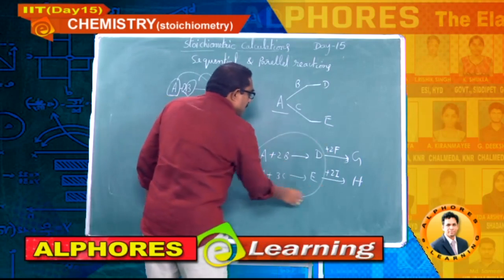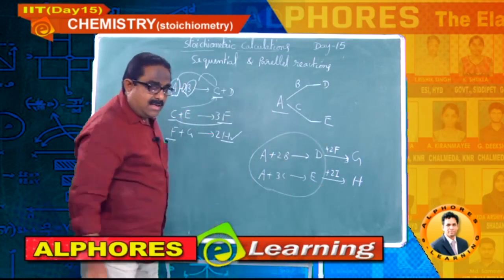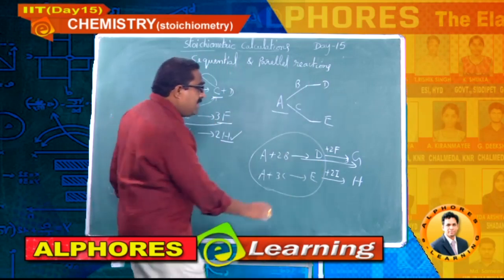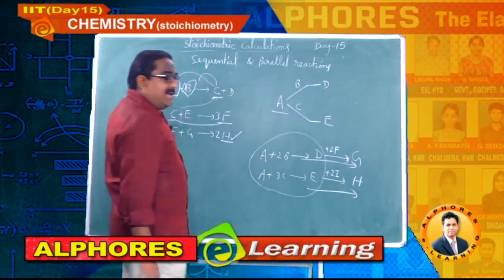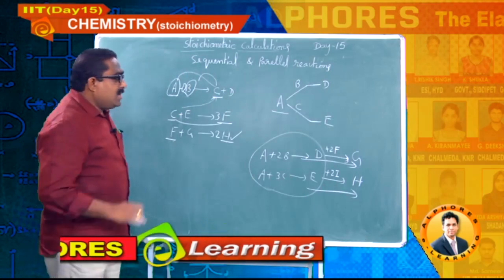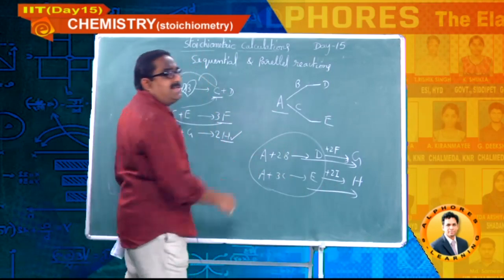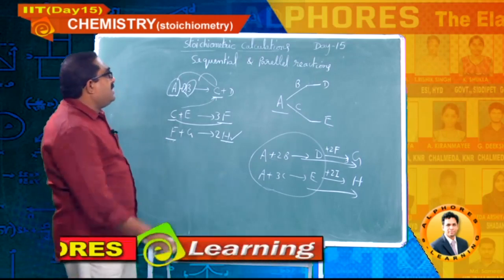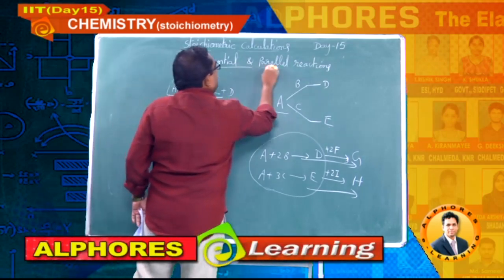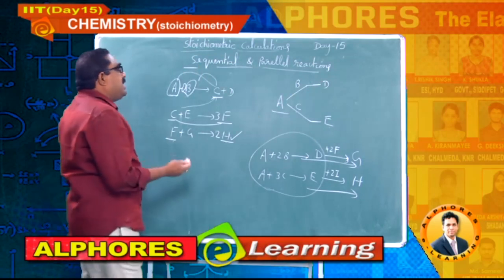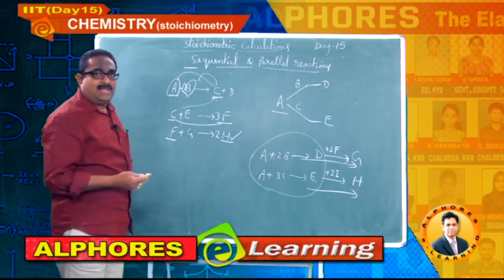Up to here it is parallel reactions. From here to here it is a sequential reaction. From here to here it is a sequential reaction. It means you may get a combination of parallel as well as sequential reactions. So this is the meaning of sequential and parallel reactions. And my next numerical approach is based on these two concepts.